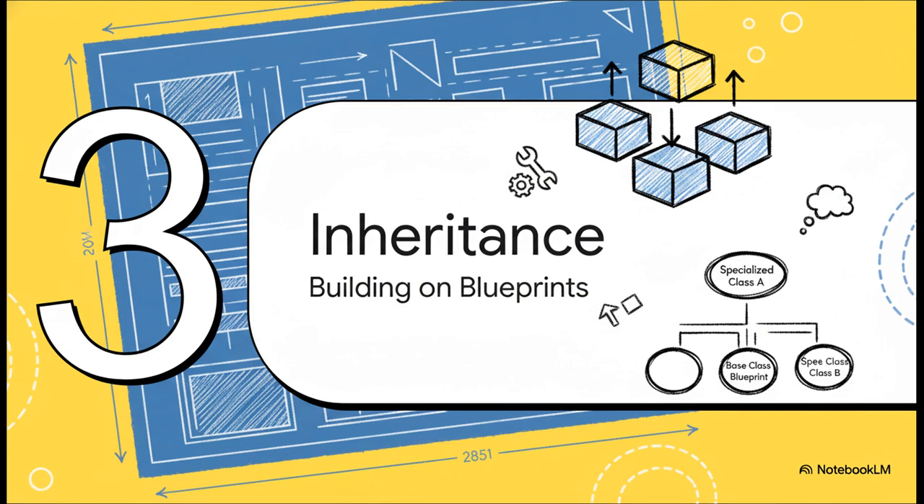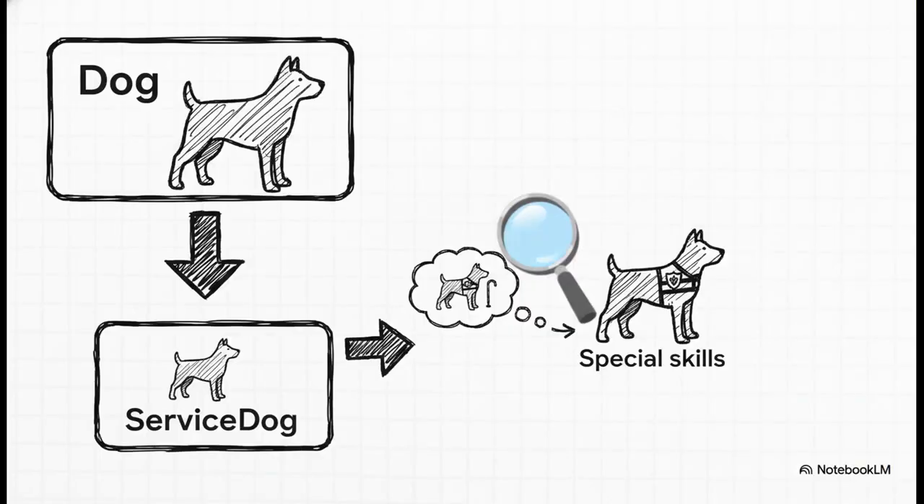So once you've got a solid blueprint, you don't have to start from scratch every single time. You can create more specialized versions of your classes using a really powerful concept called inheritance. Inheritance is pretty much what it sounds like. A new class, which we call a derived class, inherits all the features from an existing base class. This is fantastic because it means we can reuse code. You could have a general dog class and then create a more specific service dog class that inherits all the basic dog behaviors, but then adds its own special skills without having to rewrite any of the original code.